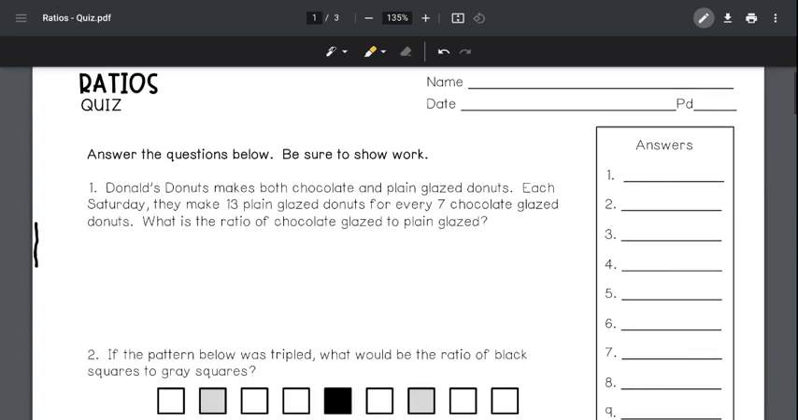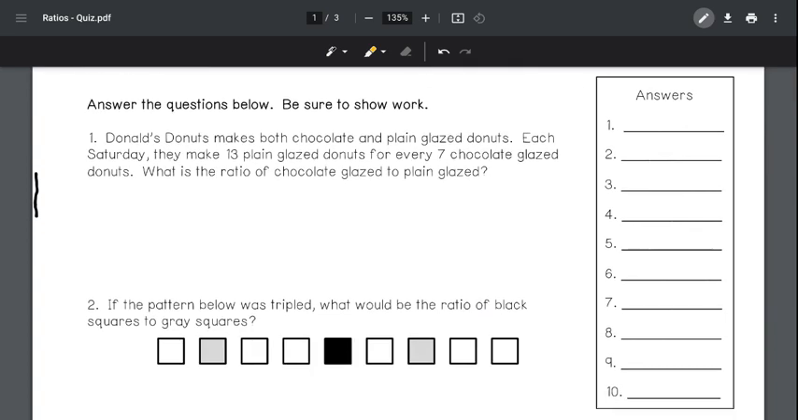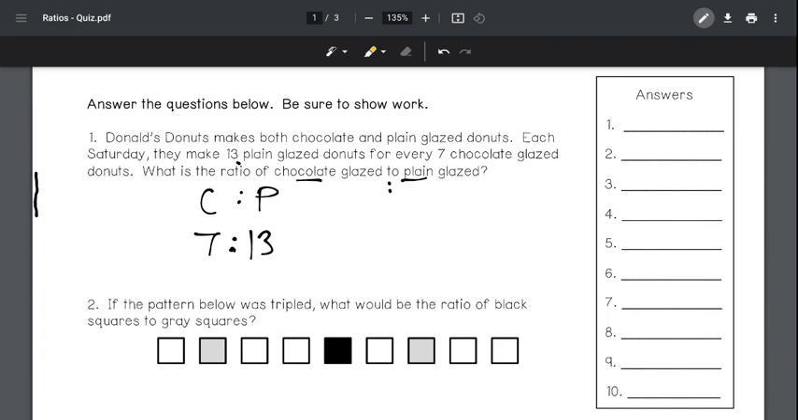Number 1. Donald's Donuts make both chocolate and plain glazed donuts. Each Saturday, they make 13 plain glazed donuts for every 7 chocolate glazed donuts. What is the ratio of chocolate glazed to plain glazed? Okay, chocolate to plain, sorry. Order matters. So chocolate comes first, so I look for my chocolate number and it's 7. So our ratio is going to be 7 when our plain number is 13. So our ratio is 7 to 13.